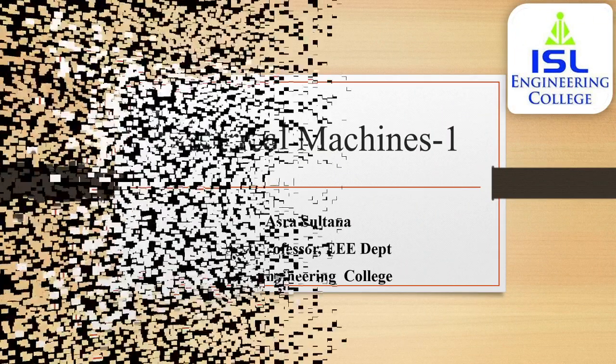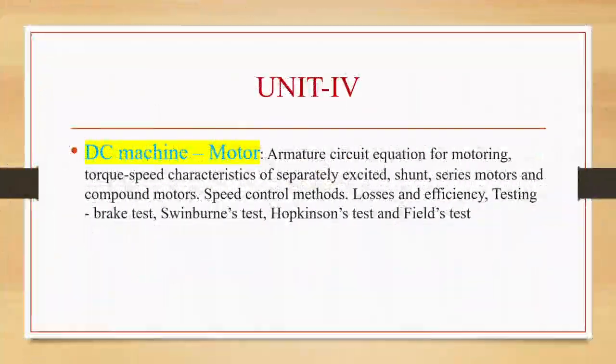So let us see the content of the fourth unit. The fourth unit is all about DC motors. We are going to see the armature circuit equation for motoring, torque speed characteristics of separately excited, shunt, series and compound motors, speed control methods, losses and efficiency, and testing of DC motors. In the EM1 subject we have the brake test, Swinburne's test, Hopkinson test and field test.